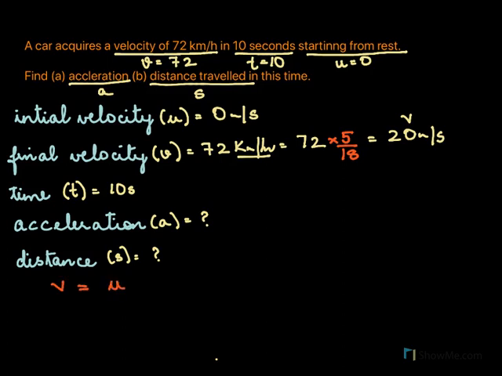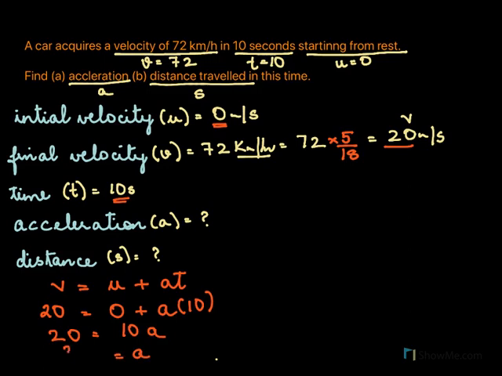We start with the first equation, v equal to u plus at. The final velocity is 20, so we put 20. Your u is 0 because it is starting from rest. The a we need to find, and the time is given as 10 seconds. So 20 equal to 10a, and a equal to 20 over 10. So a equal to 2 meter per second square.